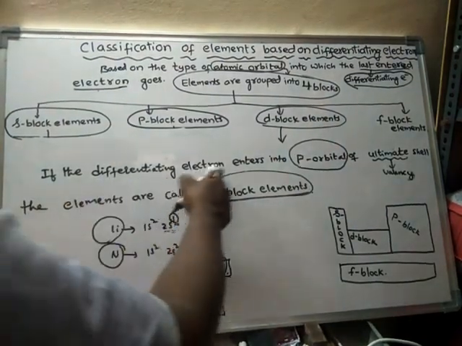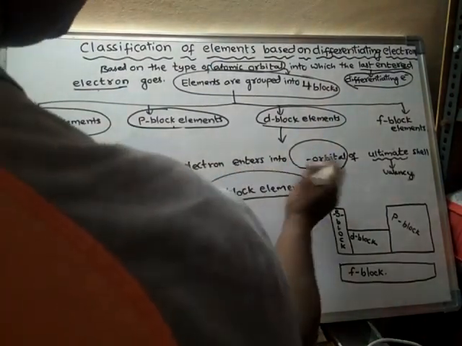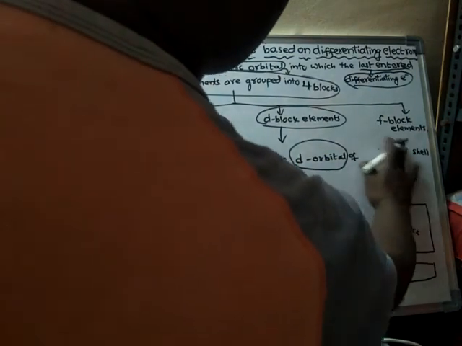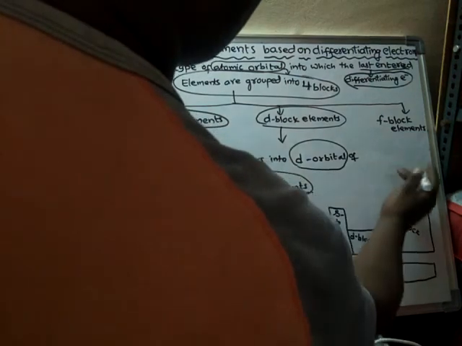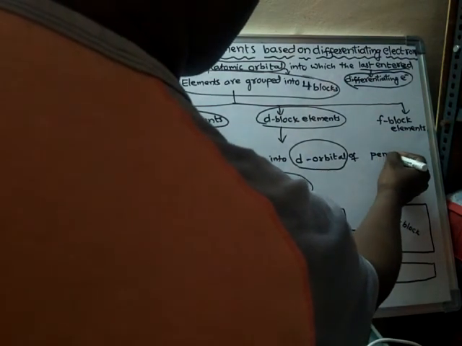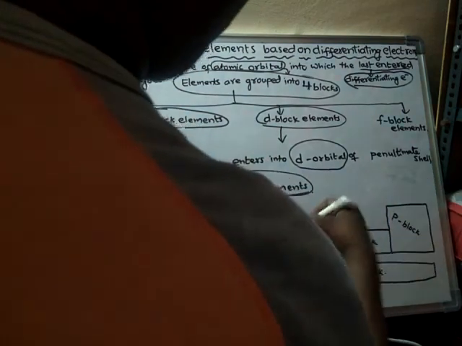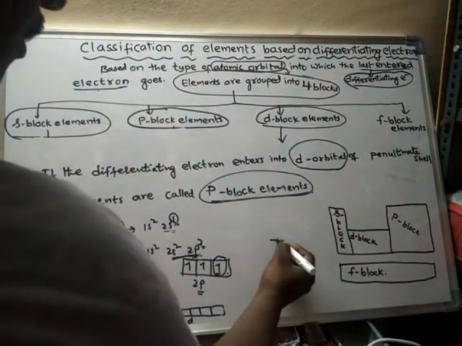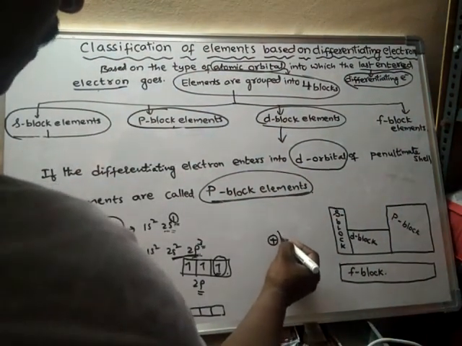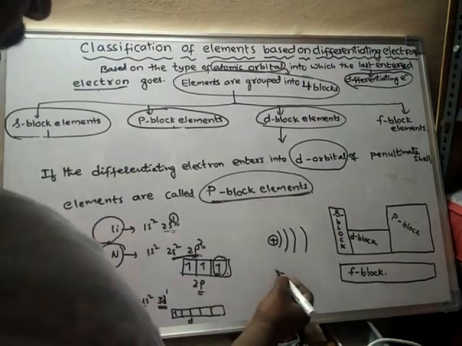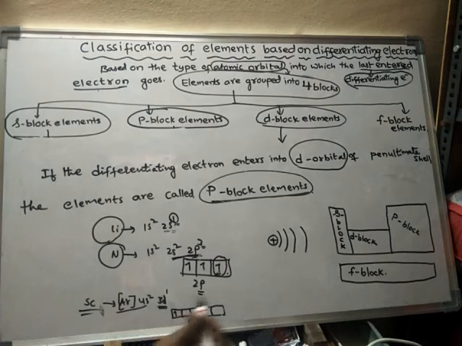If the differentiating electron enters into d orbitals of the penultimate shell... What is the meaning of penultimate shell? The shell last but one. For example, this is the first shell, second shell, third shell, fourth shell. In scandium, there are four shells.